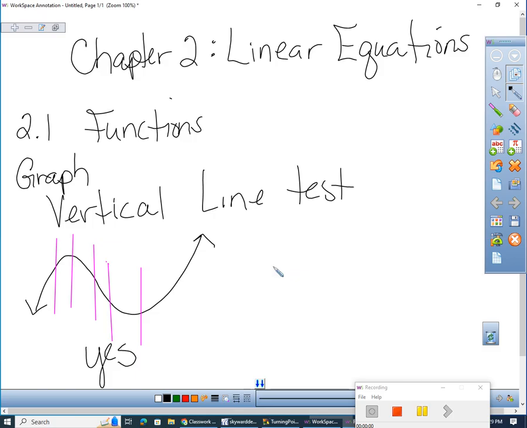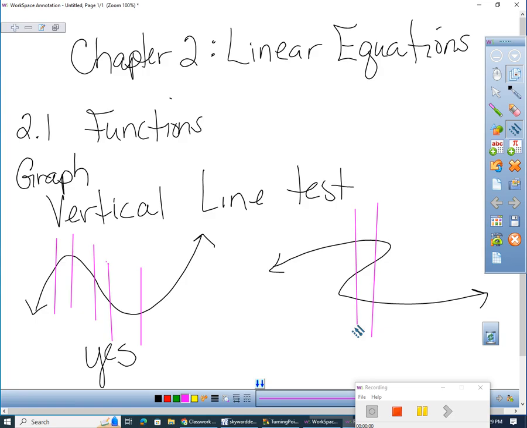If I had a graph, let's say like this, and I were to draw vertical lines down, and it crosses in more than one place, so you can see it crosses in 1, 2, 3 spots, this would be no, it is not a function. That is the vertical line test. Sometimes we call it the pencil test because we can take our pencil and go right over top of it, and a pencil usually is a vertical line. Okay? Usually, right? All right.